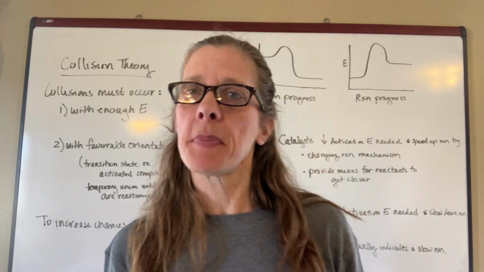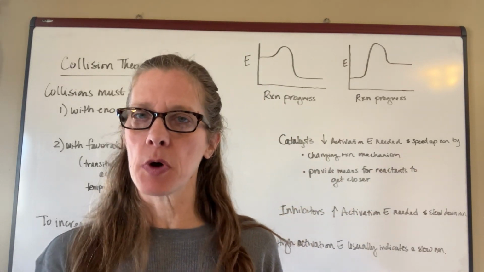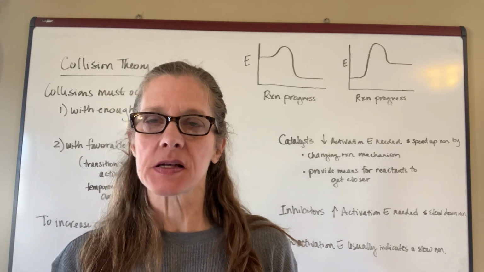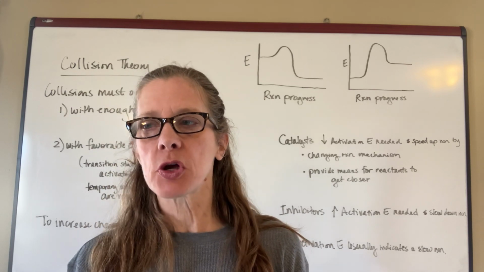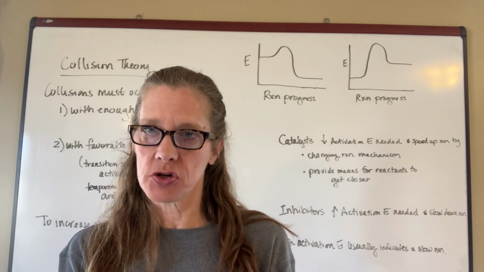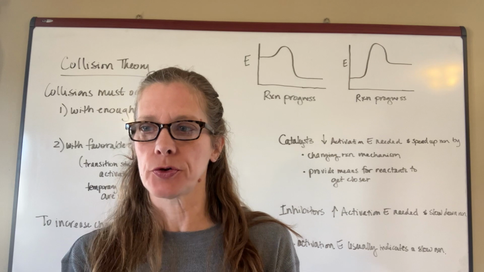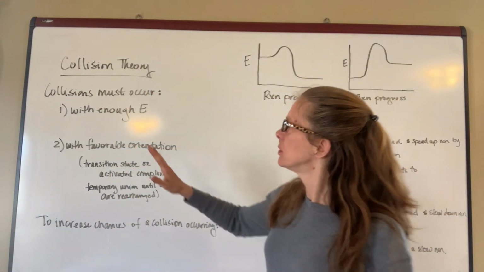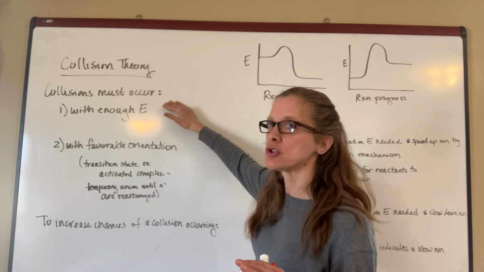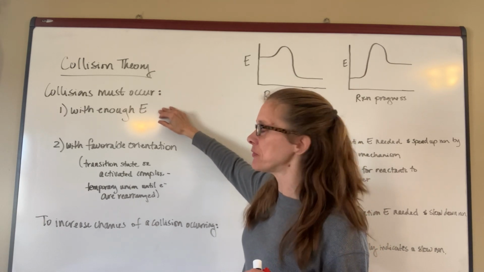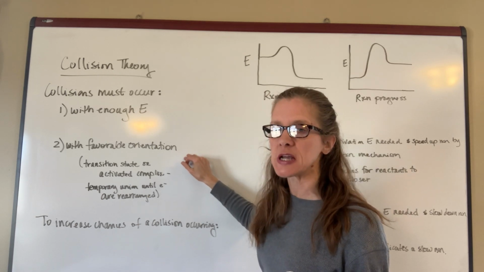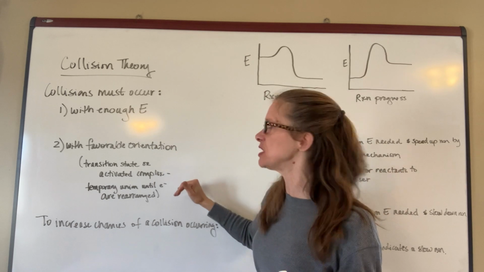Collision theory is the best way that we have come up with to explain how reactions happen. Basically, in collision theory, the chemicals have to collide with one another with enough energy in order to react with each other. Two things have to be true for collisions to occur. First of all, they have to occur with enough energy, and secondly, they have to occur with a favorable orientation. So let's talk about each one of these pieces.